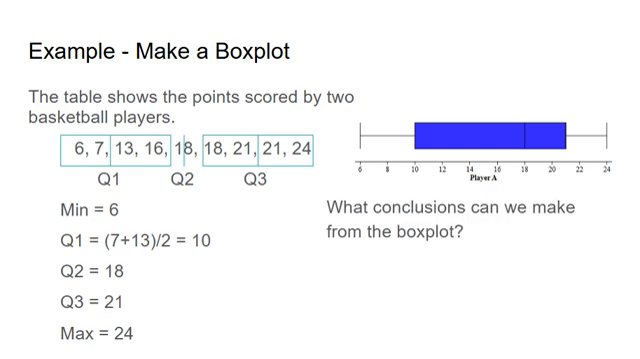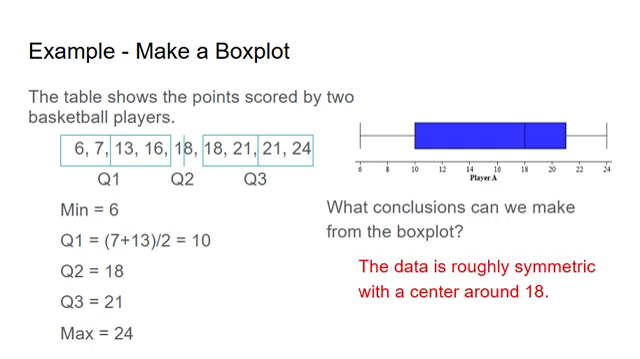What conclusions can we make from this box plot? Well, this data seems roughly symmetric because the left and the right side are both kind of stretched out the same from the center. You might say it's a little skewed to the left, actually. And we have a center around 18 years old. Do you see any other conclusions that you can make?